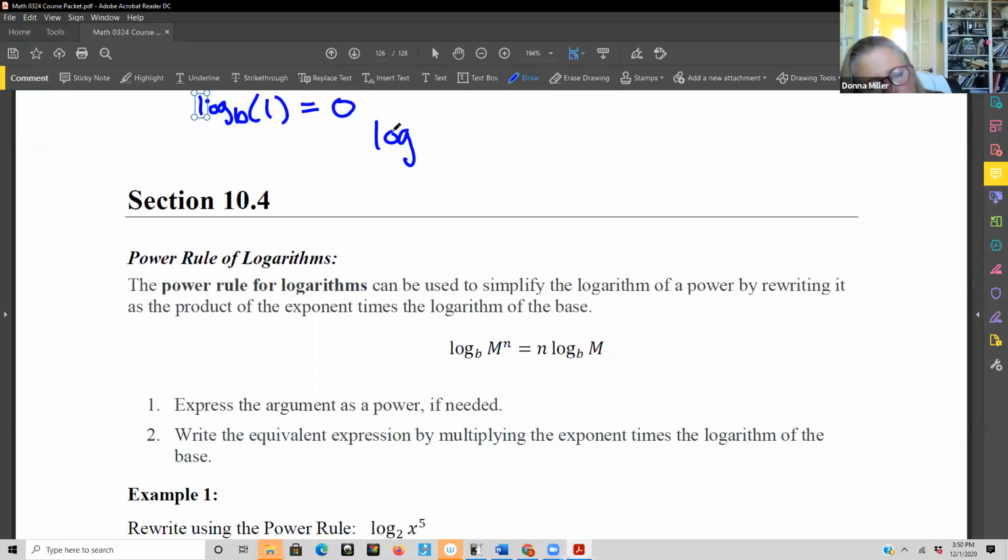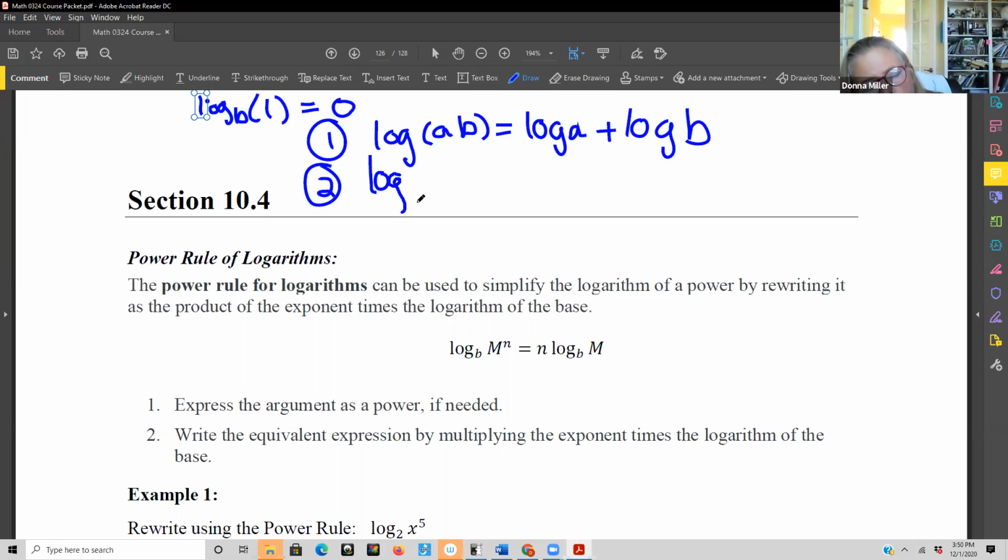I don't care what the base is. It could be log, ln, it doesn't matter. These are kind of like exponent rules, because when you multiply exponents, you add the exponents. So this is the log of a plus the log of b. These are the only 3 rules that you can use. That's 1 rule. 2: the log of a over b. When you divide exponents, you subtract the exponent. So it's log a minus log b.